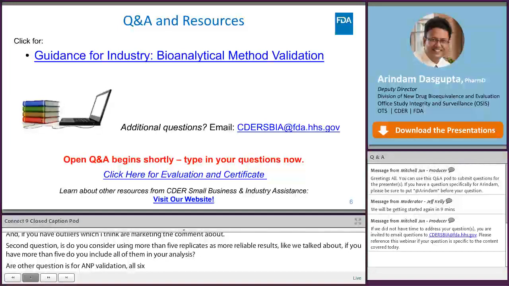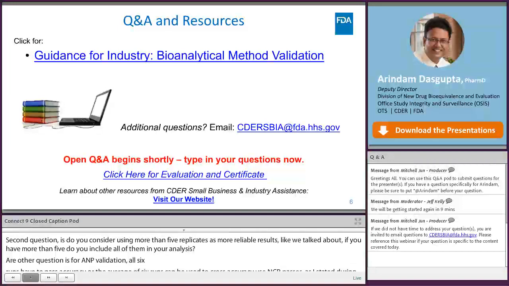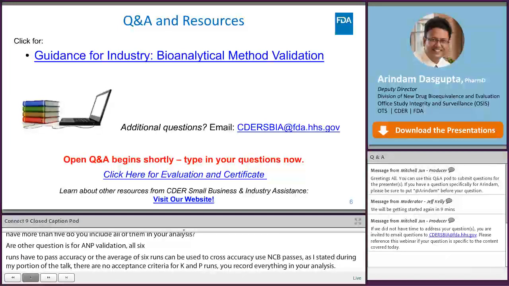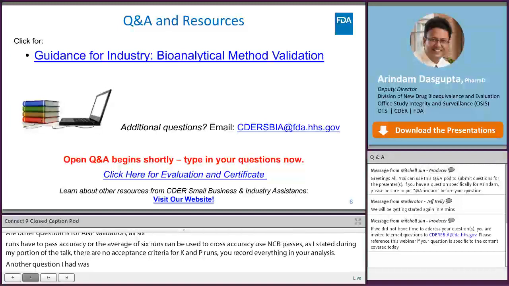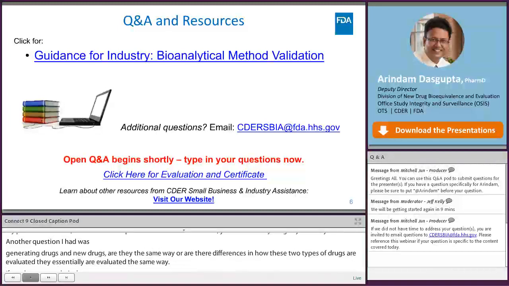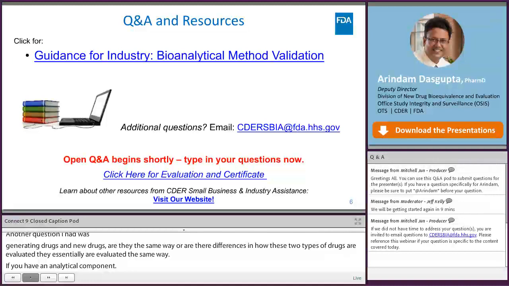Another question I had was, are generic drugs and new drugs evaluated the same way, or are there differences in how these two types of drugs are evaluated? Essentially they are evaluated the same way if they have an analytical component. Another question is, would the bracketing of subject samples with QC samples be acceptable as an alternative to interspersing the QCs within the subject samples? It is acceptable. You can use the bracketing approach, but just look at the trends, how they are functioning.